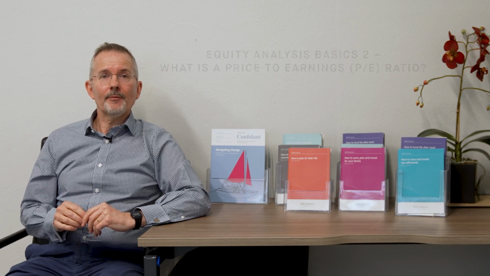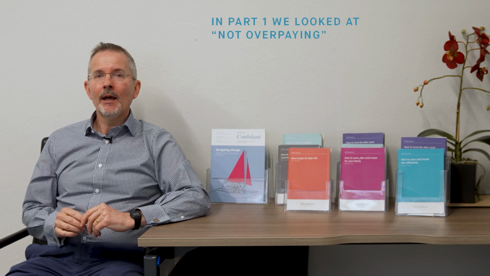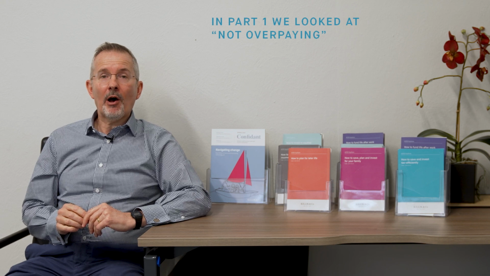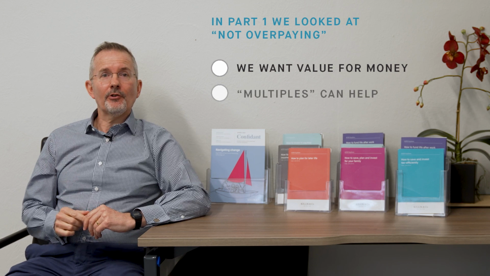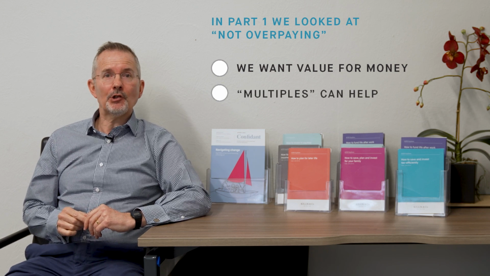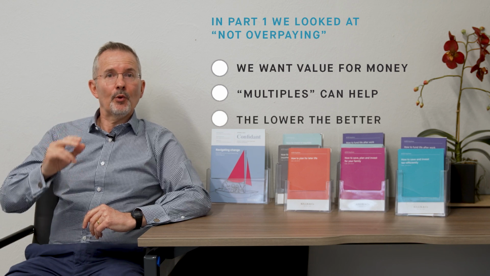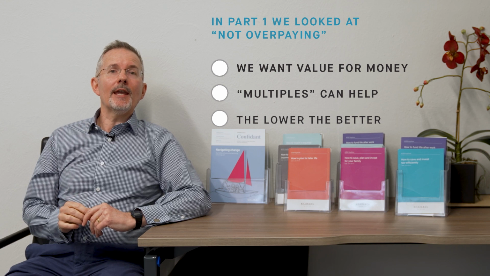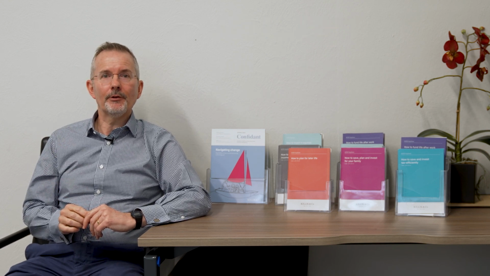So what is it? Now in part 1 we looked at not overpaying as part of a key plank of equity analysis, and we said as part of that we want value for money. Multiples, such as the PE ratio, are going to help us to establish whether we've achieved that or not. And basically, with all these multiples, in principle, the lower the multiple, the better value the stock you're looking at, with a few caveats I'll come back to in a moment.